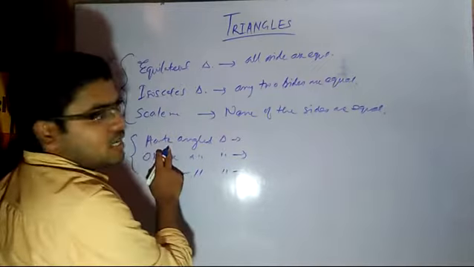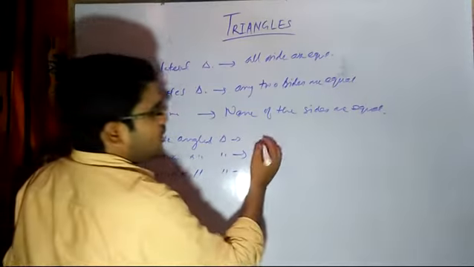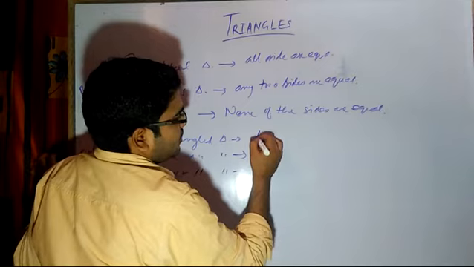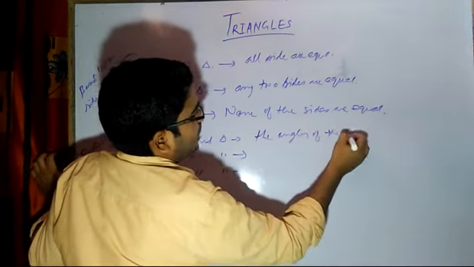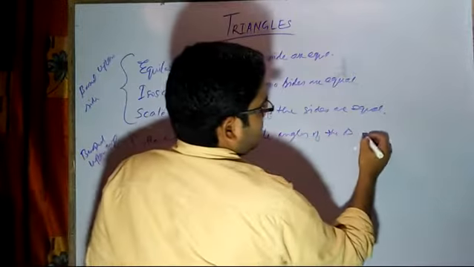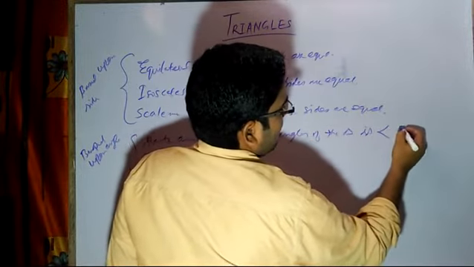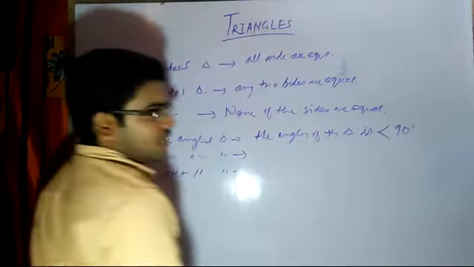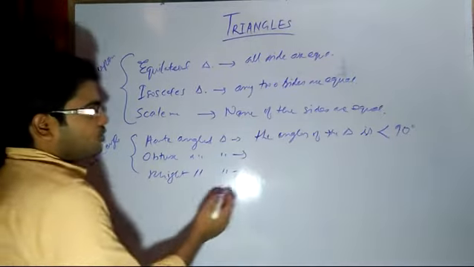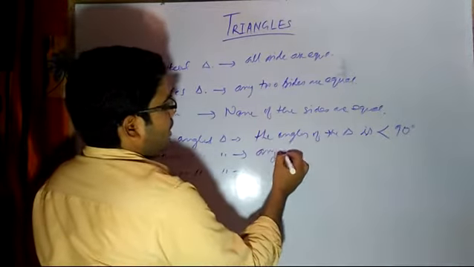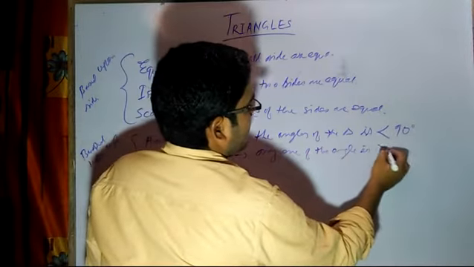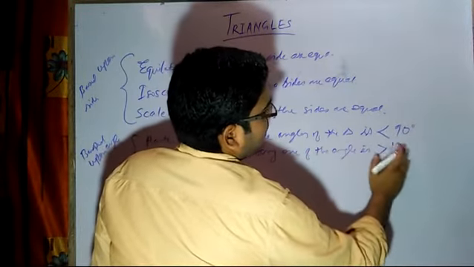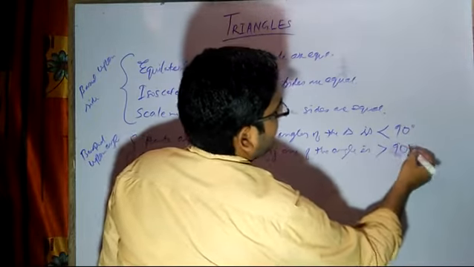So first of all, let us understand what is an acute angle triangle. Acute angle triangle means all the angles of the triangle are less than 90 degree. In an obtuse angle triangle, any one of the angles is greater than 90 degree.